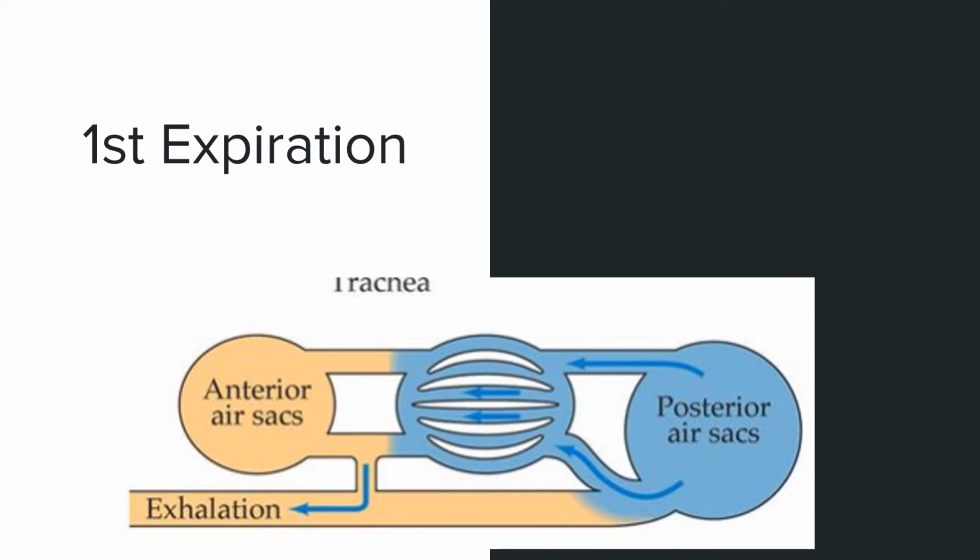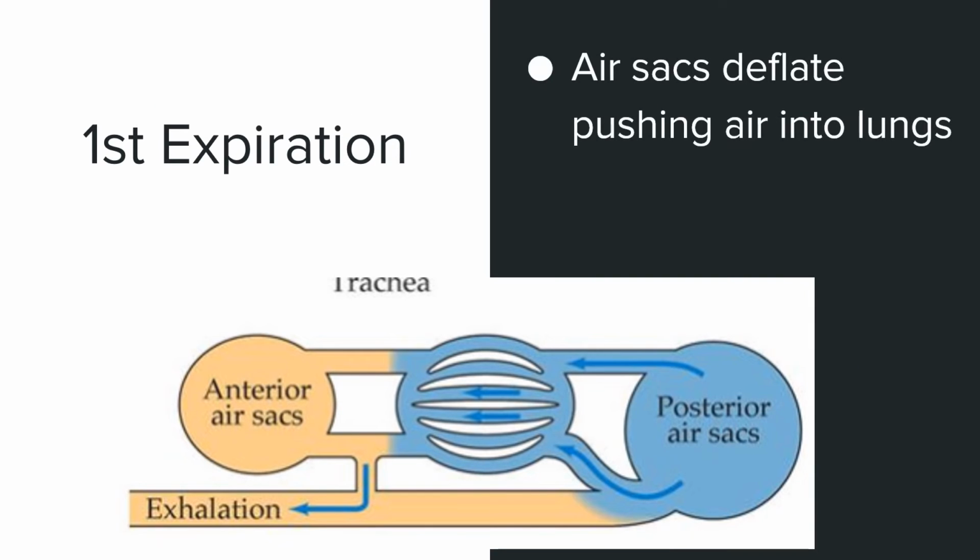Then we have the first expiration. With the first expiration, the air then flows from the posterior air sacs into the lungs. And you can see this being traced in this diagram with the blue, right? So the blue is showing you the oxygen flowing through the air, flowing through the lungs. Gas exchange happens on the first expiration because the air is flowing from the posterior air sacs into the lungs.